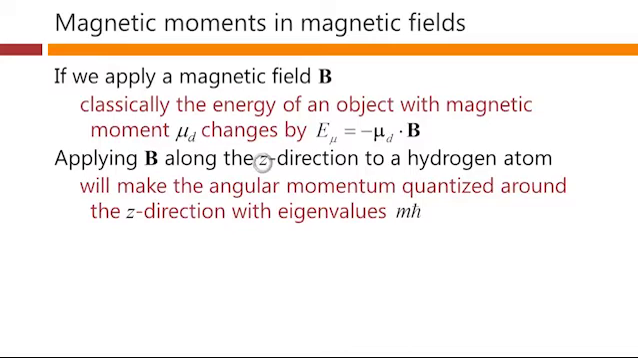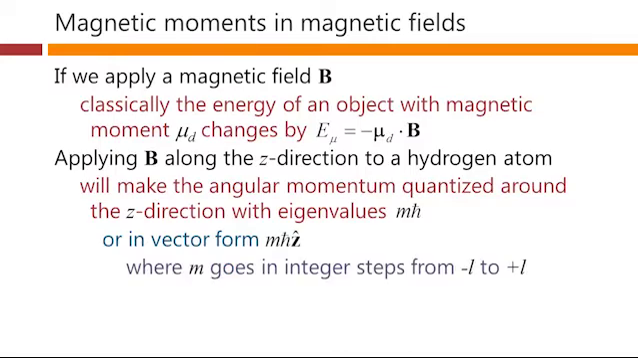Applying the B along the z direction would force the z direction to be a special one, and that would mean that the angular momentum would be quantized round about the z direction with eigenvalues m h bar. Or in vector form here, we could write that angular momentum as m h bar times a unit vector in the z direction. This is not an operator here, this is a unit vector. And this integer m, we remember, for the hydrogen atom goes in integer steps from minus L to plus L.